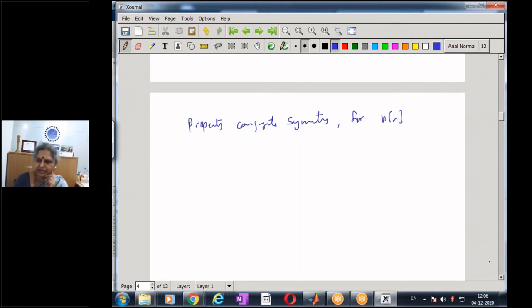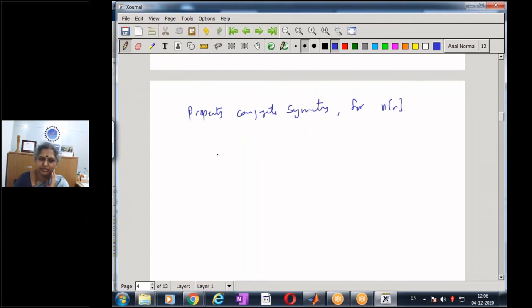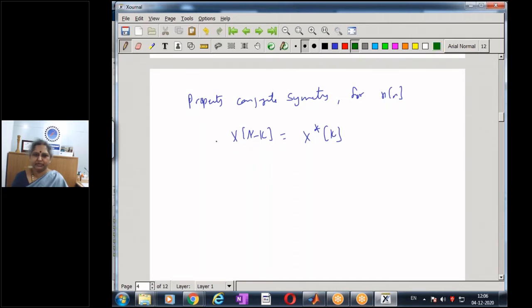This is a property which is valid only when x of n is real. So the property statement is x of N minus k is equal to x conjugate of k. So let's try to prove the property. We have x of N minus k, and this is given by sigma n equal to 0 to N minus 1 x of n e to the power of minus j 2 pi n, instead of a k, I have an N minus k, divided by N.